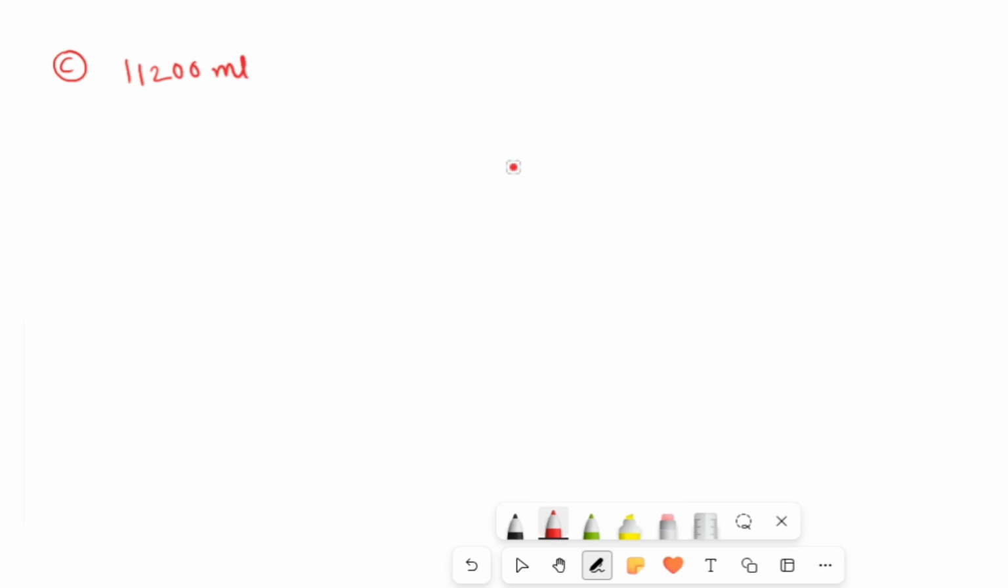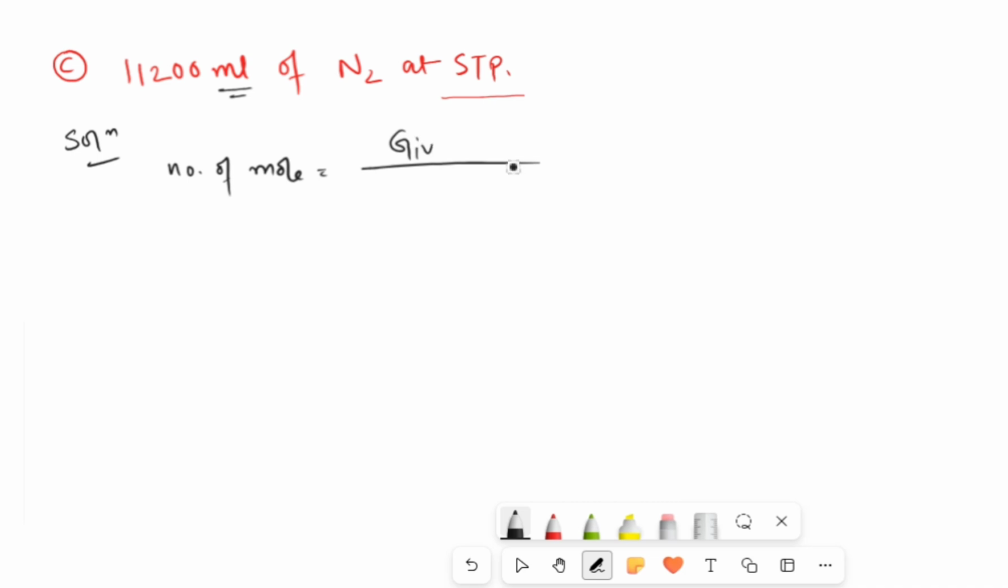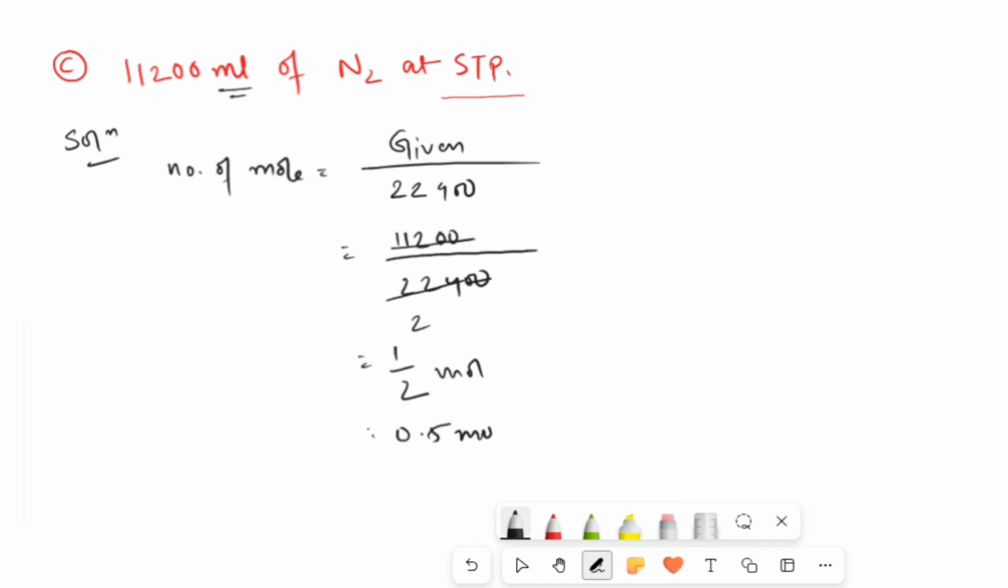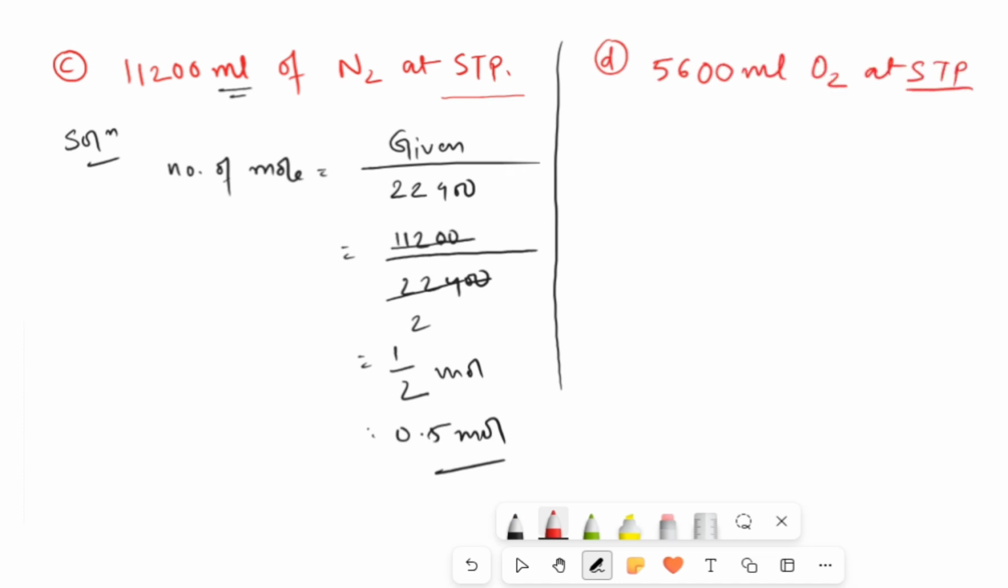So let us solve another question. Here 11200 ml of N2 at STP. So volume is given, but here the volume is given in terms of milliliter. So we are going to apply this formula. Number of mole will be equal to given volume divided by 22400. So given volume is 11200 divided by 22400. So 00 कैंसिल जाएगा, then देखो 1/2, 1/2 मतलब हाफ मोल, so this answer is 0.5 मोल, और 1/2 में रखने से भी चलेगा. So this is your homework, 5600 ml O2 at STP.